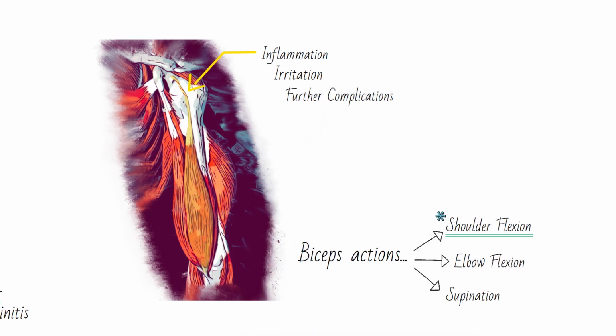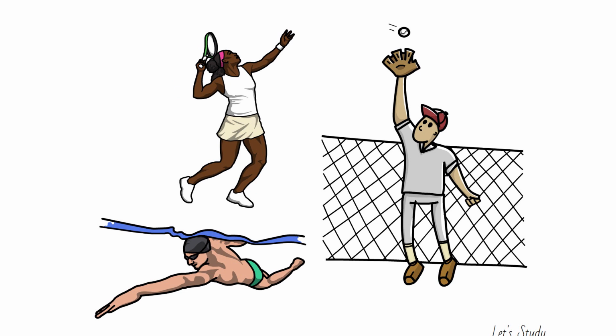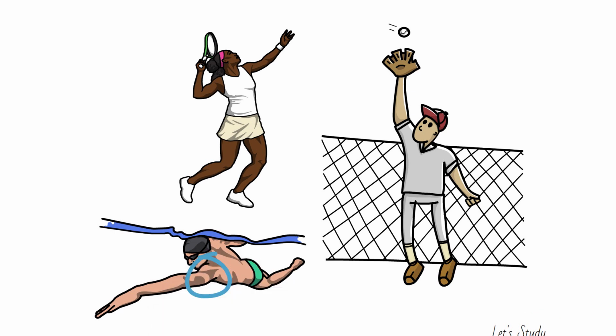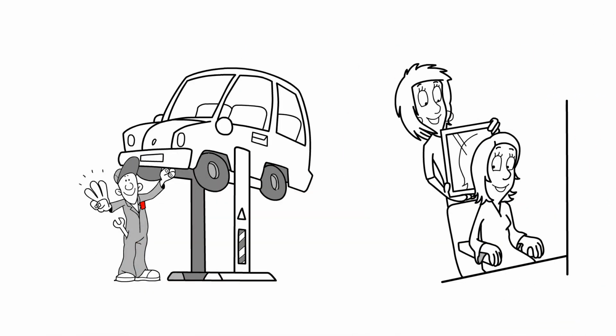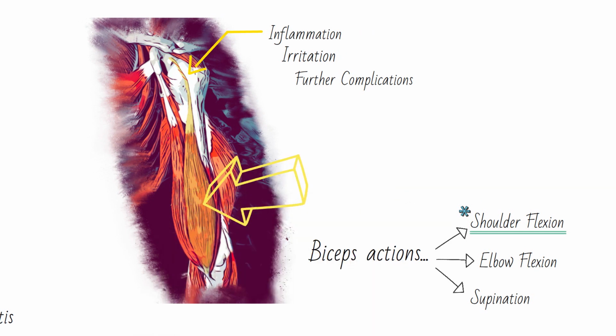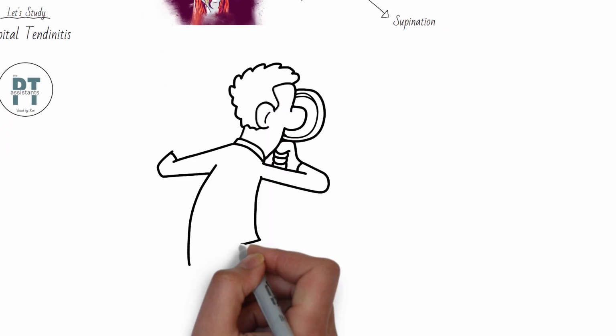Remember those sports that we mentioned at the top of the video? So all of those have that repetitive overhead motion. Swimmers have it in the freestyle swim, baseball players have it when throwing and pitching, and tennis players when serving. You can even find this in several occupations such as mechanics or hairdressers. Activities that require prolonged biceps activation can typically lead to bicipital tendinitis.